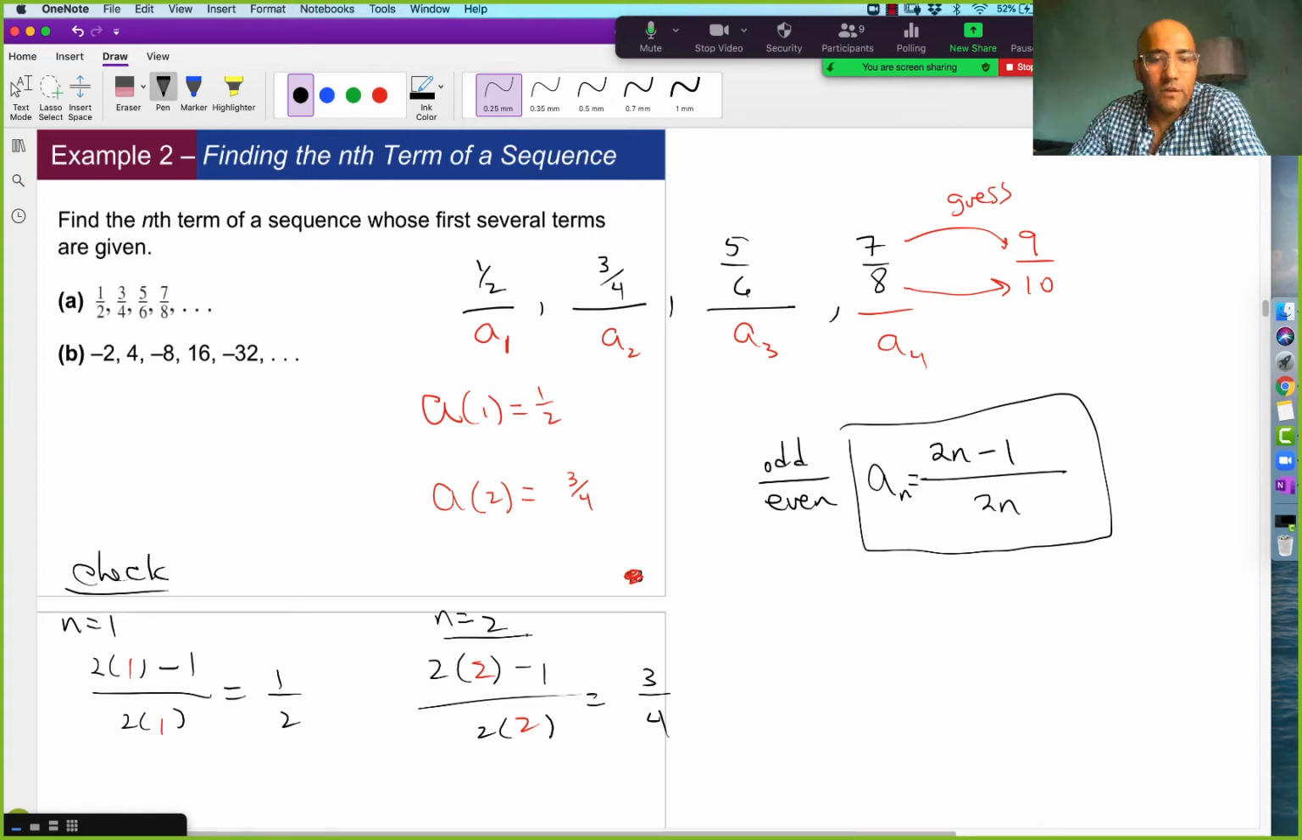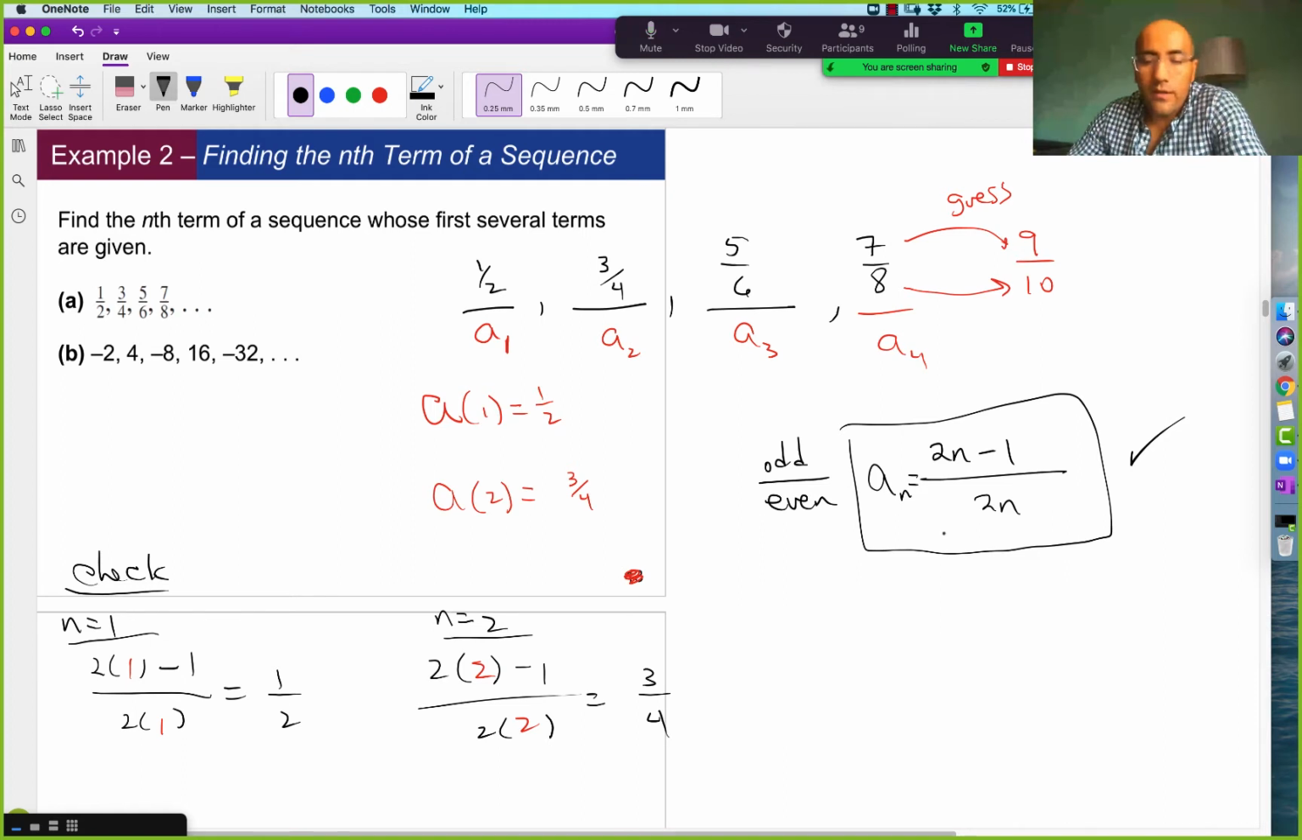Good. Any questions? So it worked out. This is the formula. No? So when you see fractions, very often it works to try and break it up to figure out a pattern for the numerator, a pattern for the denominator, and then write down that fraction.